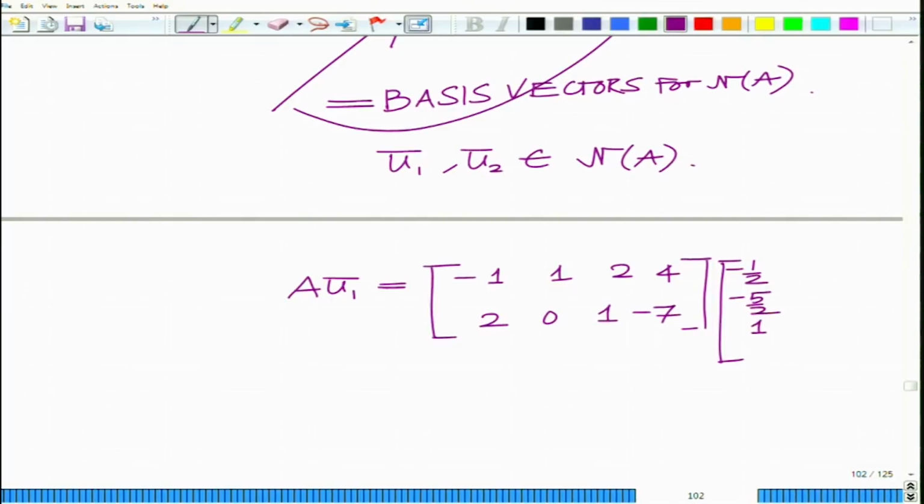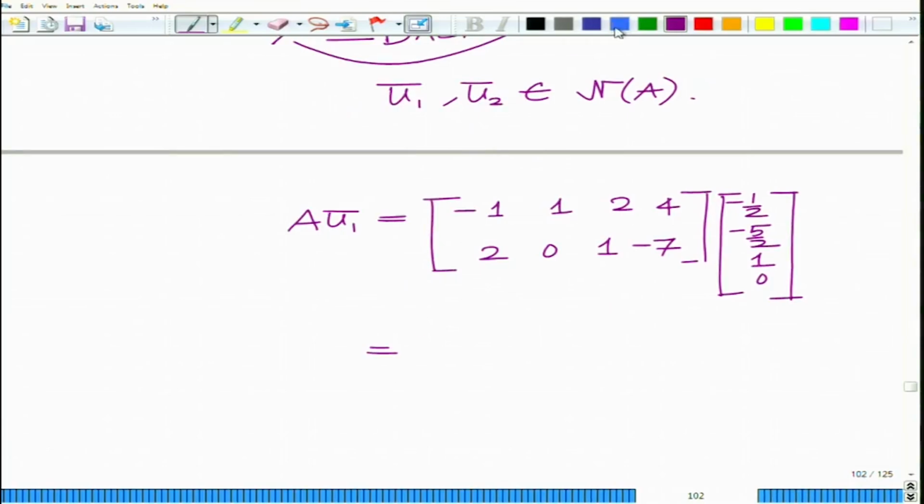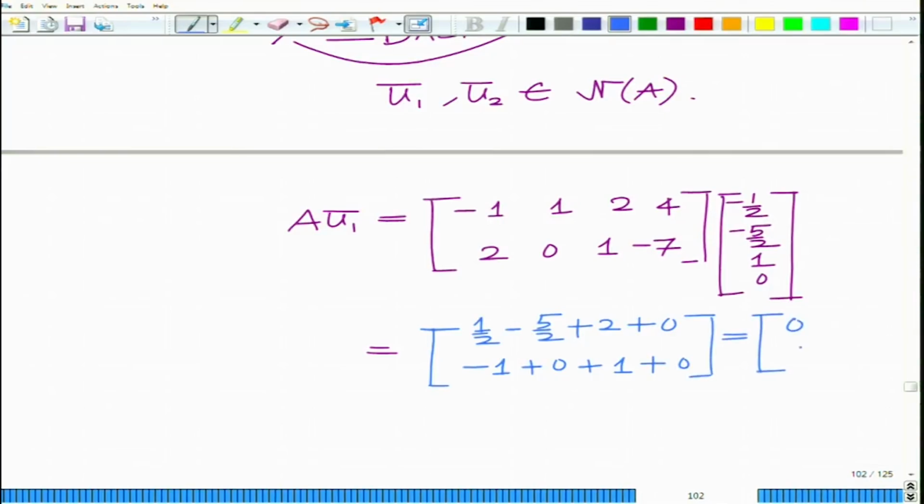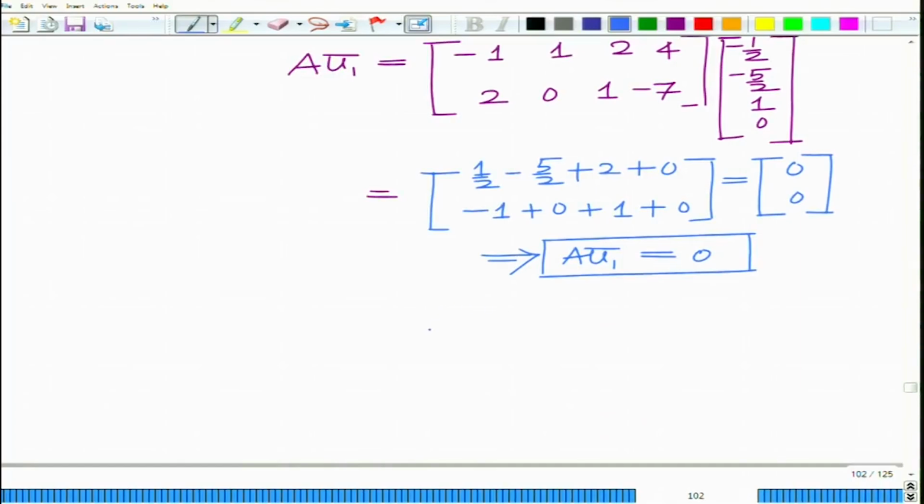the vector u1 bar, minus 1/2, minus 5/2, 1, 0. What will this be equal to? The first row will be 1/2 minus 5/2 plus 2 plus 0, the second will be minus 1 plus 0 plus 1 plus 0, and you can clearly see this is nothing but the zero vector. So, this implies A u1 bar equals 0. They form the basis, so naturally u1 bar and u2 bar are themselves in that space. Similarly, A u2 bar equals 0.